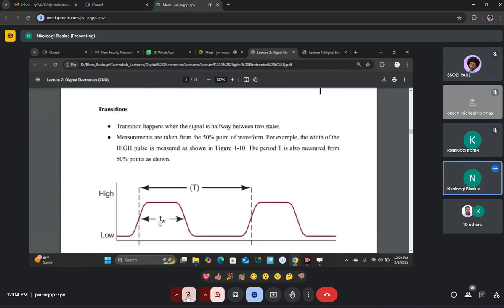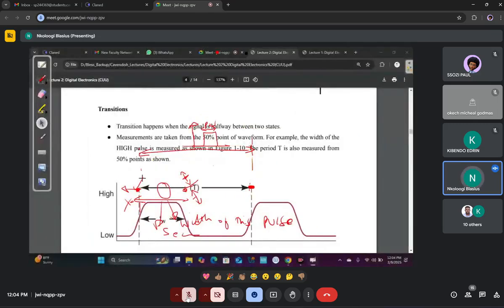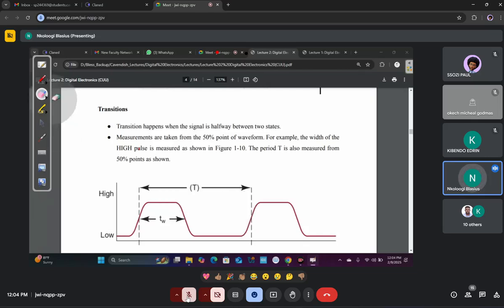So if you are moving from a low to a high, that means that this is a rising edge. Okay, this is a rising edge. But if I was moving again from a high to a low, then that will be a falling edge. So I would say that this one is a rising edge, while this one is a falling what? This is a falling edge.